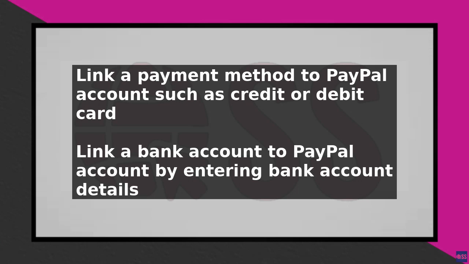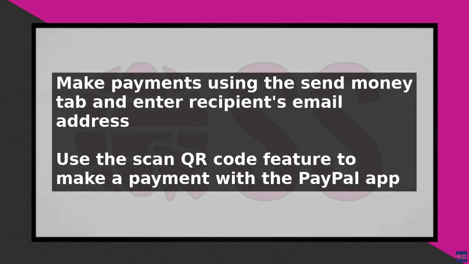To make a payment, tap on the Send Money tab and enter the recipient's email address or mobile number. You can also use the Scan QR code feature to make a payment. Enter the amount you want to send and add a note if needed. Review the payment details and tap on Send to complete the transaction.